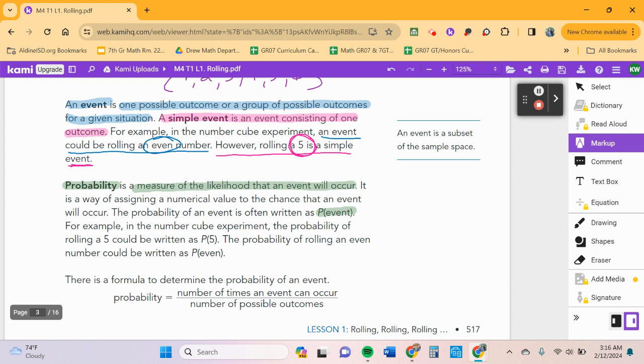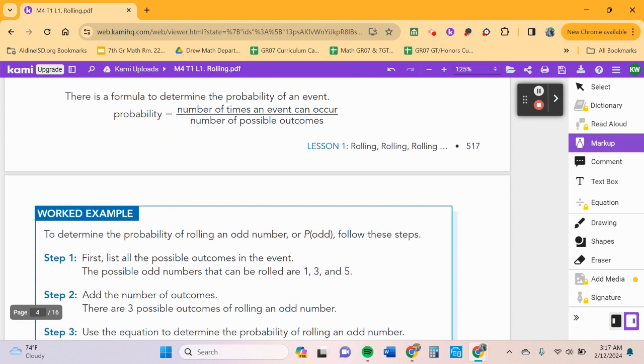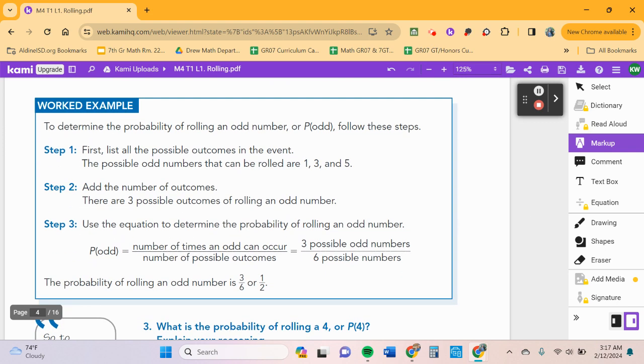There is a formula to determine the probability of an event. Now, this formula might look complicated at first glance, but it's really not. It's just how we write probability. That's it. So probability is equal to the number of times an event can occur over the number of possible outcomes.